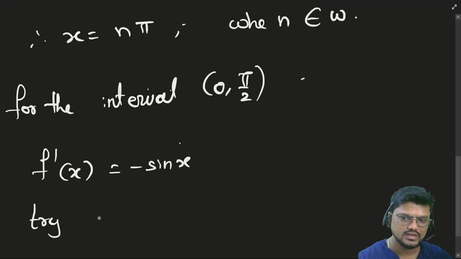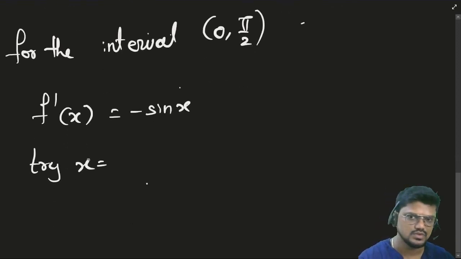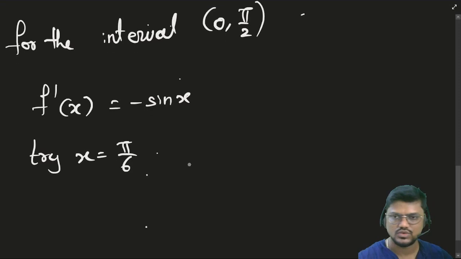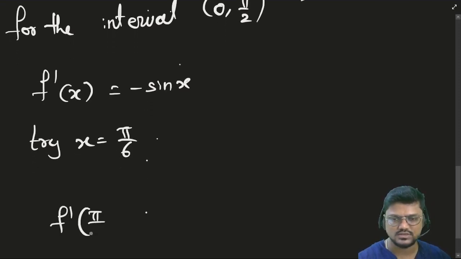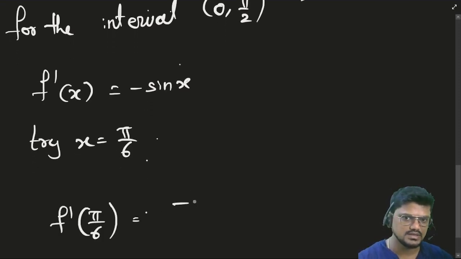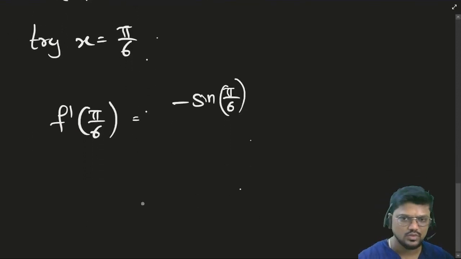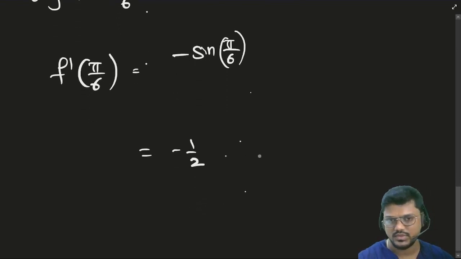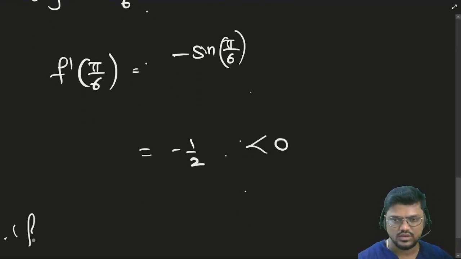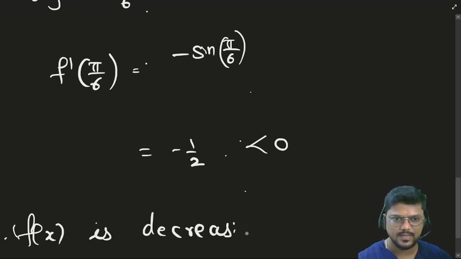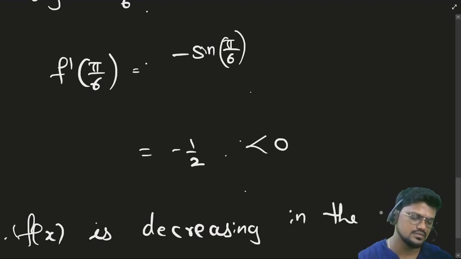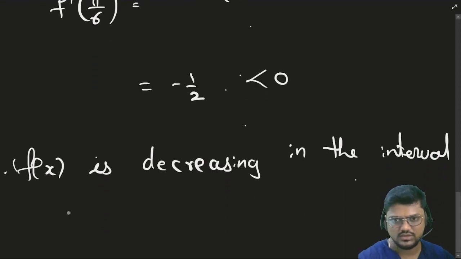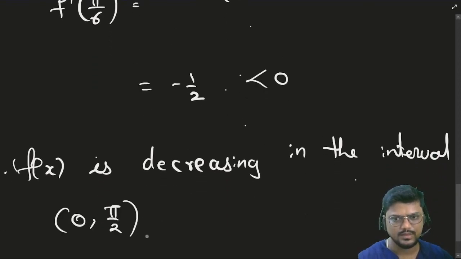Try x equals any value between 0 to pi by 2. You can say pi by 6. So your f dash of pi by 6 equals minus sin pi by 6. And the value of sin pi by 6 is 1 by 2. You can say minus 1 by 2, which is less than 0. Therefore, f of x is decreasing in the interval 0 to pi by 2.